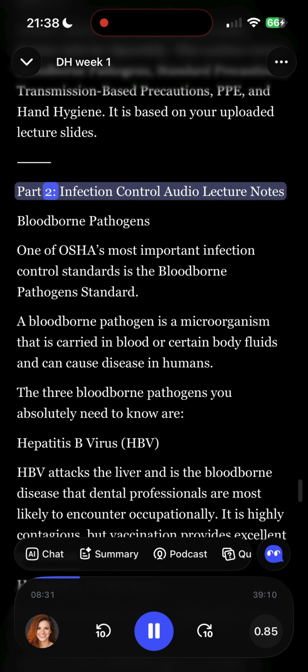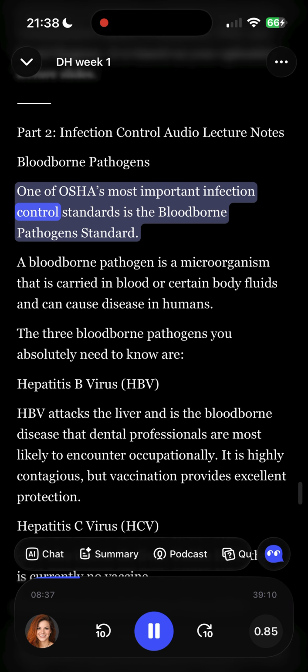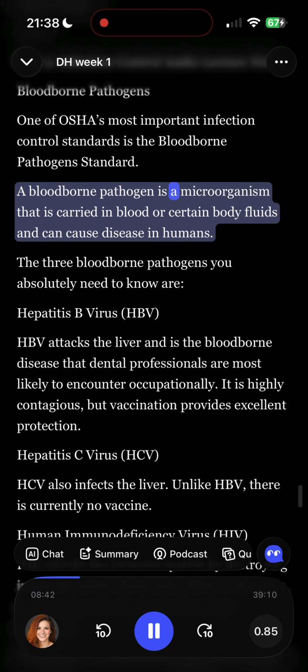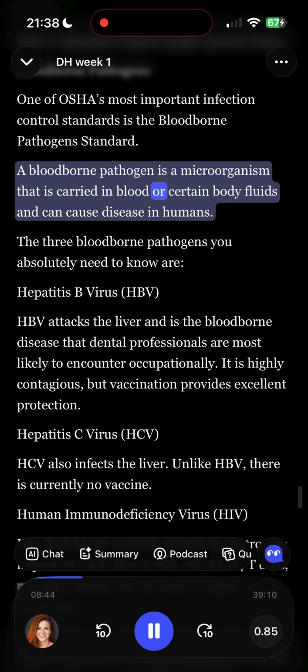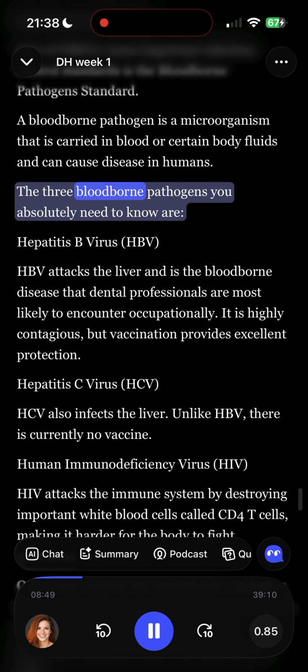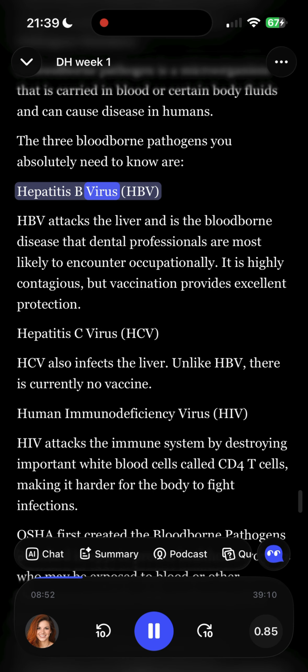Part 2, Infection Control Audio Lecture Notes. Blood-borne pathogens. One of OSHA's most important infection control standards is the blood-borne pathogen standard. A blood-borne pathogen is a microorganism that is carried in blood or certain body fluids and can cause disease in humans. The 3 blood-borne pathogens you absolutely need to know are hepatitis B virus.